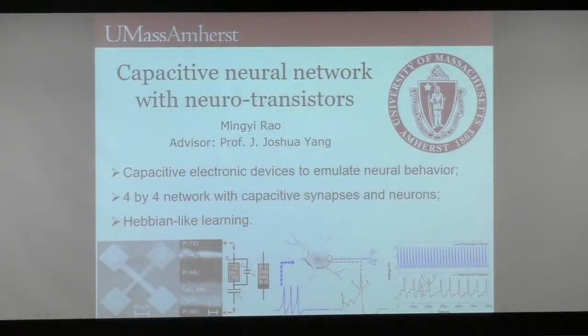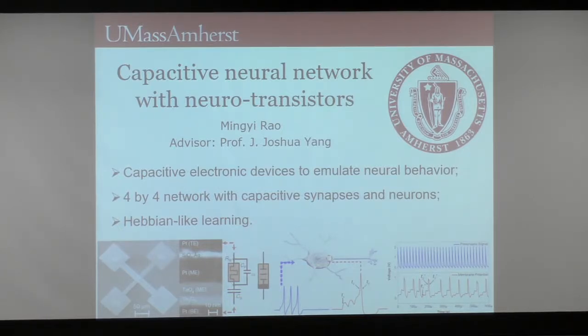In the last few years, we have seen some interesting works using resistive devices to implement the spiking neurons. In our work, we proposed an alternative solution, which is using the capacitive devices to emulate some neuron behaviors, including the integration fire and the spatial summation.